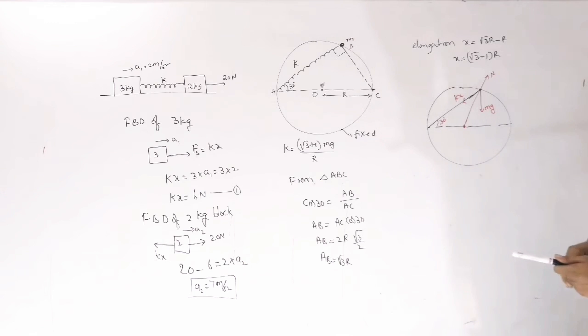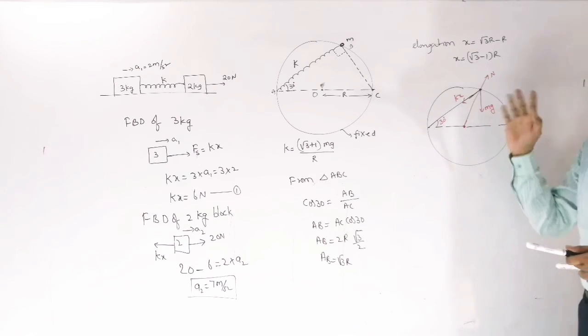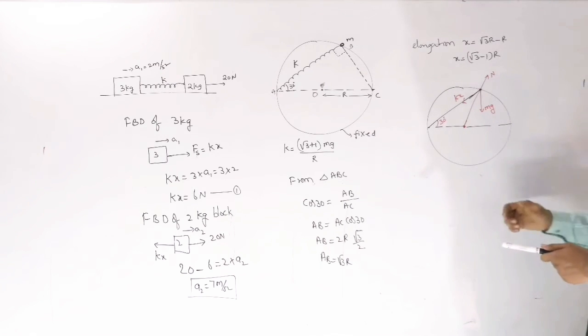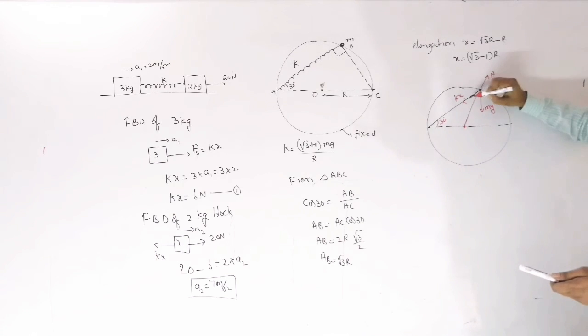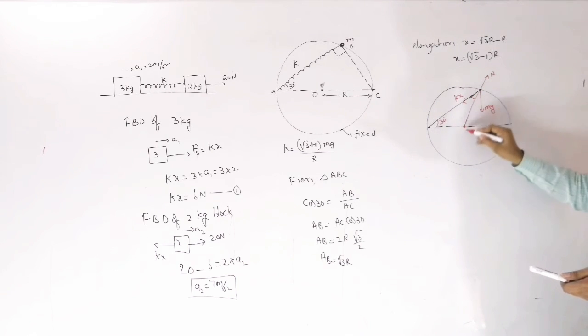And then we just need to resolve, this is the vertical direction here, and we need to balance that, so that you will get this normal reaction value. That means we need to write the force equations here. So for that, let us identify the angles here. I can say that this angle is also equal to 30 degrees, right? Because this side is radius r and this side is also radius r here.